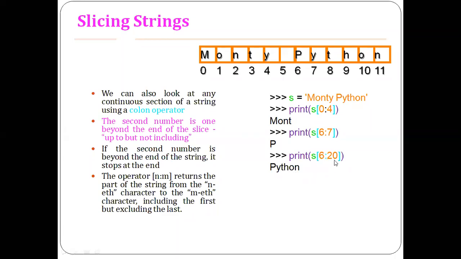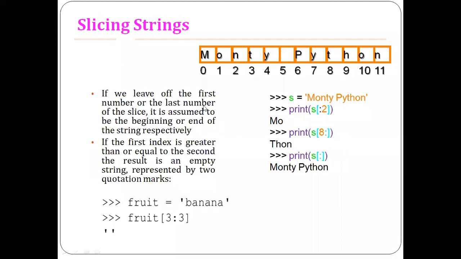Even look at this one, even though this 20 is beyond the boundary of the string, it won't generate any error message. That is exactly what the operator does: it returns the part of the string from the nth character to the mth character. This is n, this is m. So from the nth character to the mth character, excluding the mth character. And here is one more example.